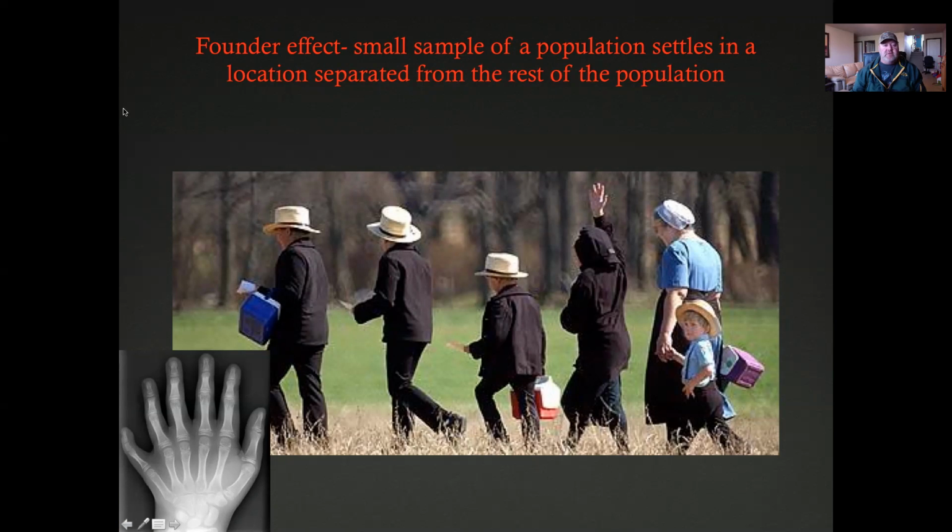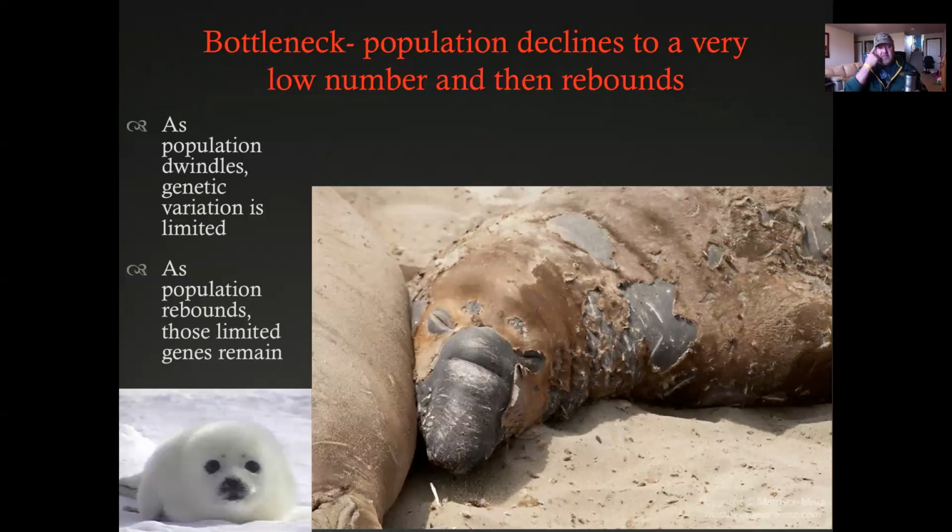If we were to take a survey of the population of humans in America, a very small amount of those individuals are going to have 6 fingers. But if you go to an Amish colony, you'll probably find a significantly higher number of individuals that have 6 fingers. So bottleneck is happening when a population declines due to low numbers, and then that rebounds.